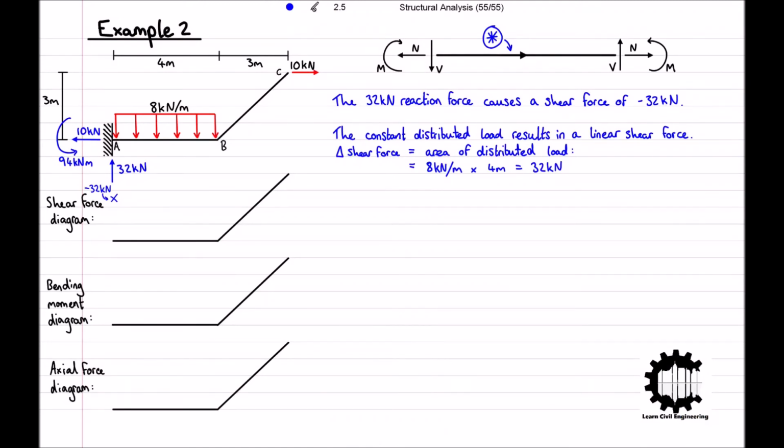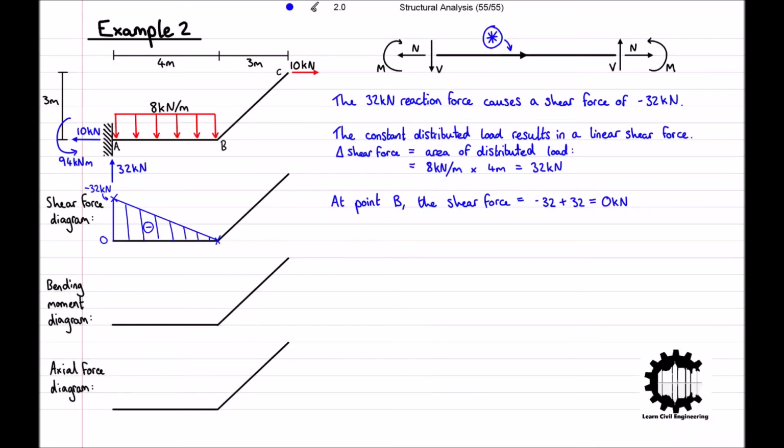As we know that the shear force increases from point A to point B, we can work out that at point B, the shear force will be equal to negative 32 plus 32, which equals 0 kilonewtons. So at point A, the shear force is equal to negative 32 kilonewtons, and at point B, the shear force is equal to 0, and the shear force increases linearly from point A to point B. Therefore, the shear force diagram will look like this from point A to point B.